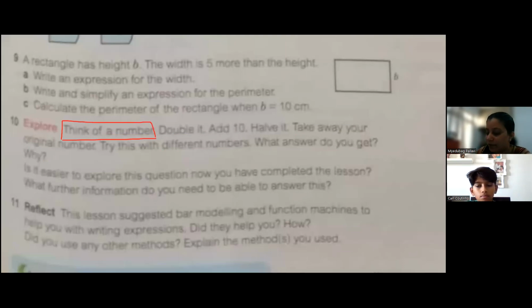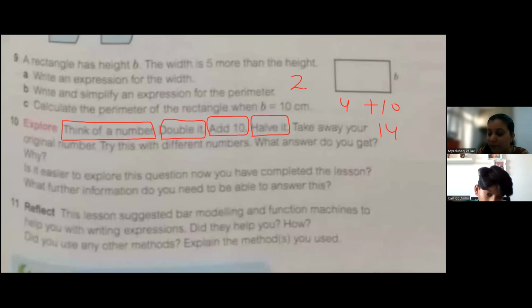Take any number. Tell me any number. Two. Okay. Double it. Four. Then add 10. That gives 14. Then half it. We get 7.